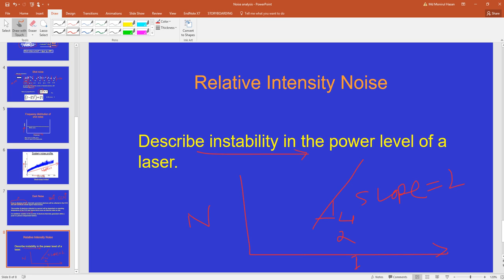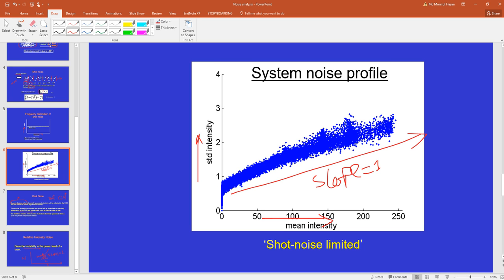The slope of this graph is 2, tan theta equal to the value. So we always want to run our setup in the shot noise limited region, and we can check by taking the data. Thank you very much.